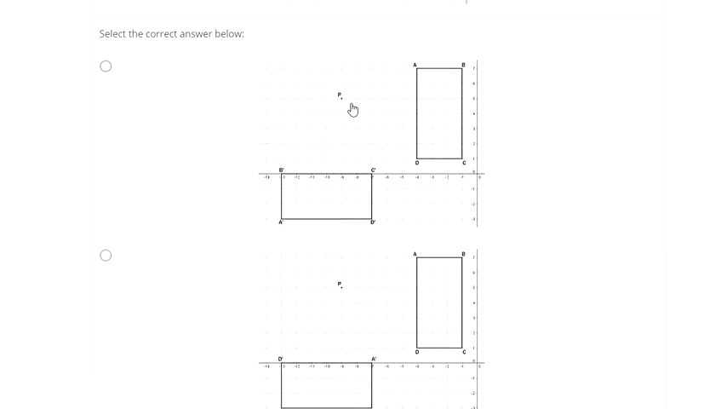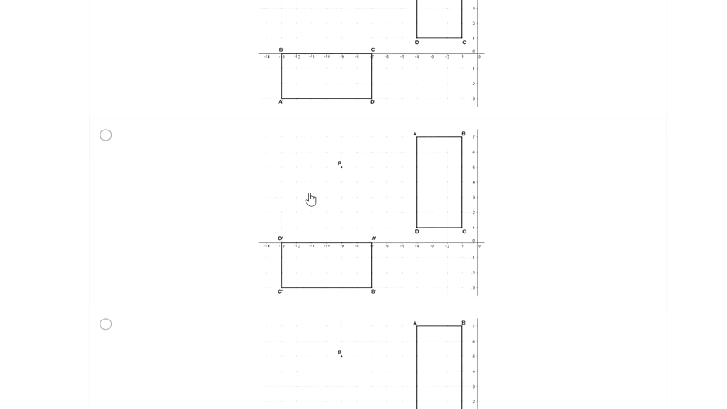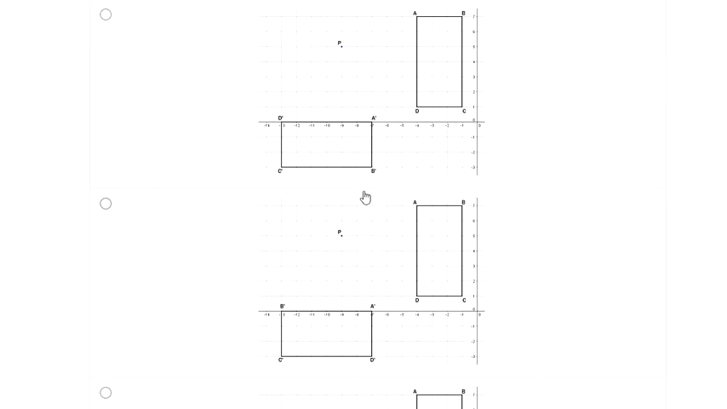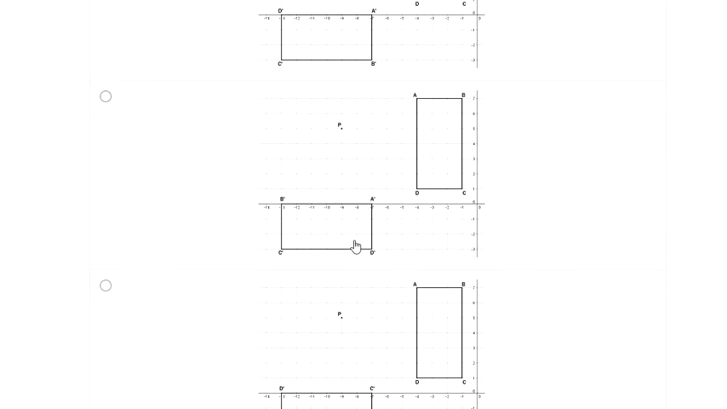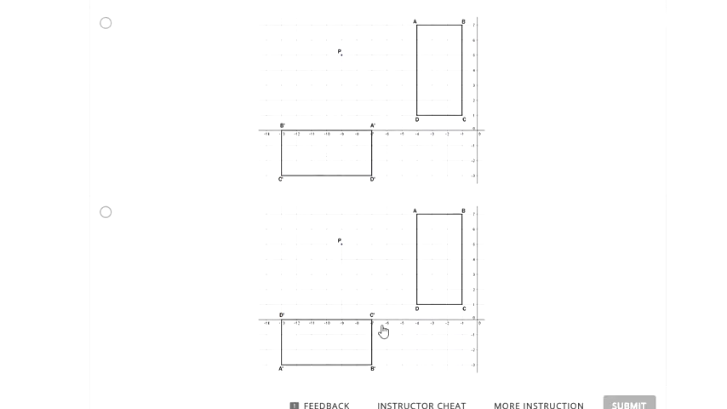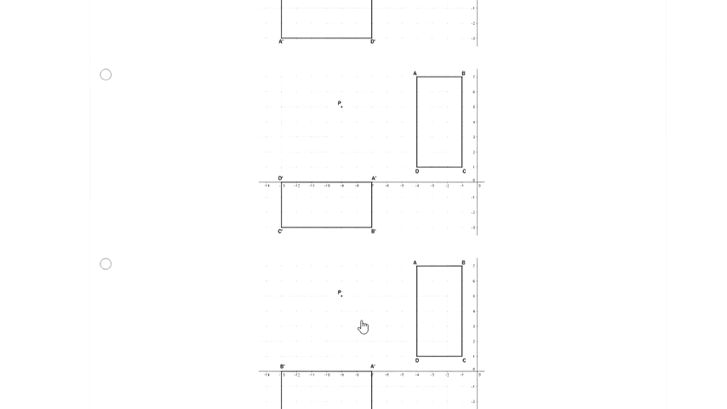We can rule this one out because A in the translation is no longer the closest. This one, maybe A is the closest. 1, 2, 3, 4, 5, and 1, 2. So A is the closest with this one. So that's a possible option. A is the closest in this one too, so that's another possible option. A is not the closest, so we're going to rule that out.